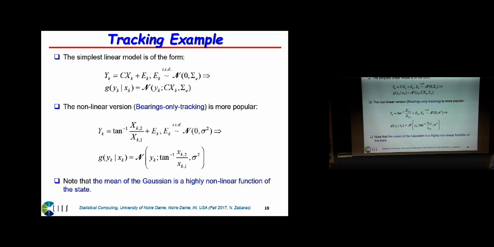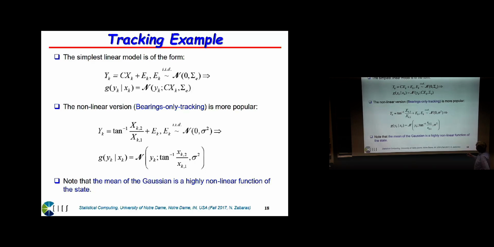Obviously, you're tracking the path of an object. What are you tracking if the observation looks like that? The tangent of y_k is equal to x_k2 over x_k1. So what are you measuring? Exactly. You're measuring an angle.